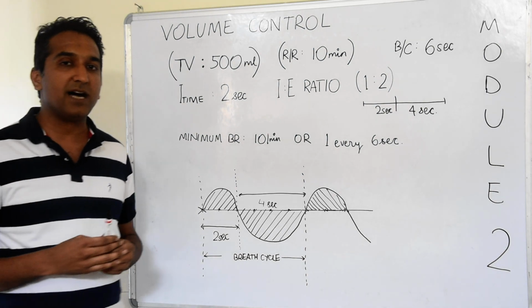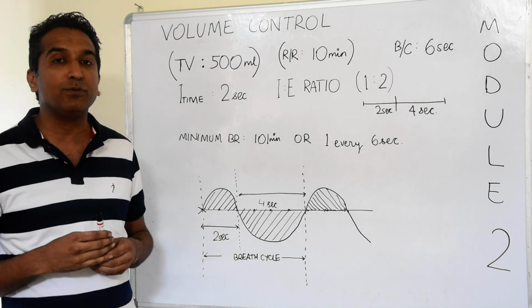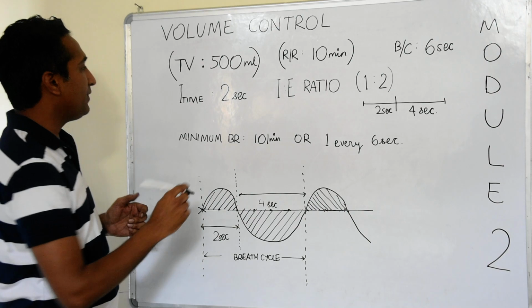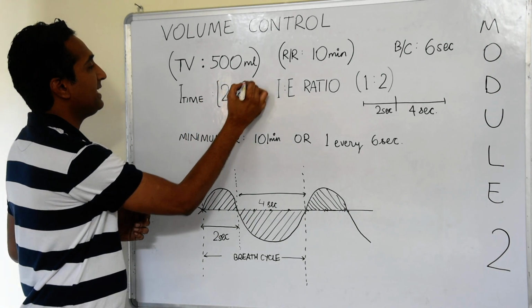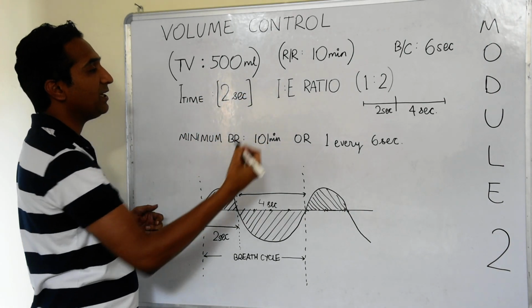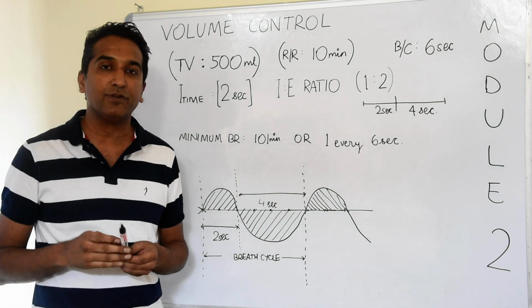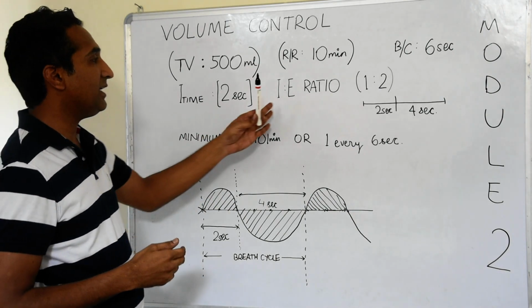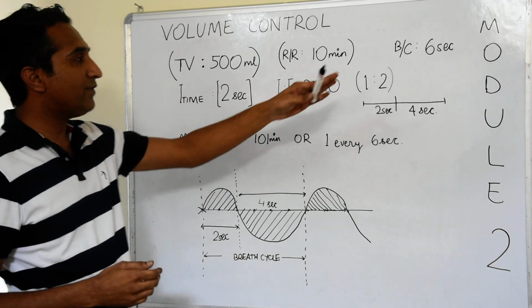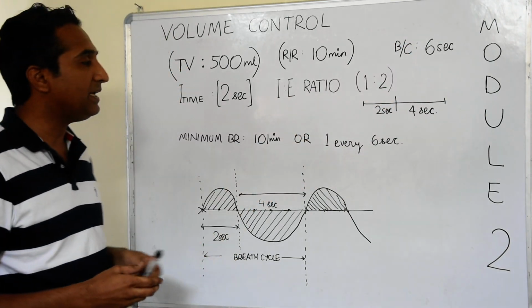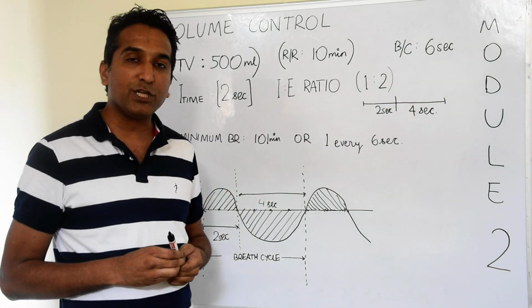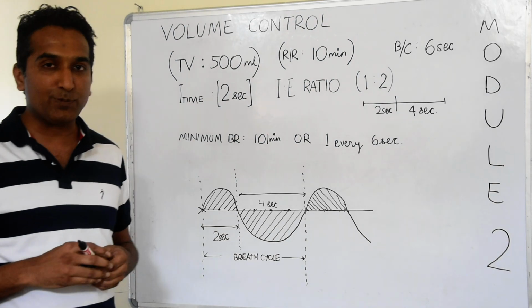And then the ventilator asks you, how much inspiratory time do you want? We can express it as an absolute I time or in terms of the IE ratio. Let's say we set an absolute time of 2 seconds or an IE ratio of 1:2, which for a 6-second breath cycle would mean 2 seconds of inspiration and 4 seconds of expiration.